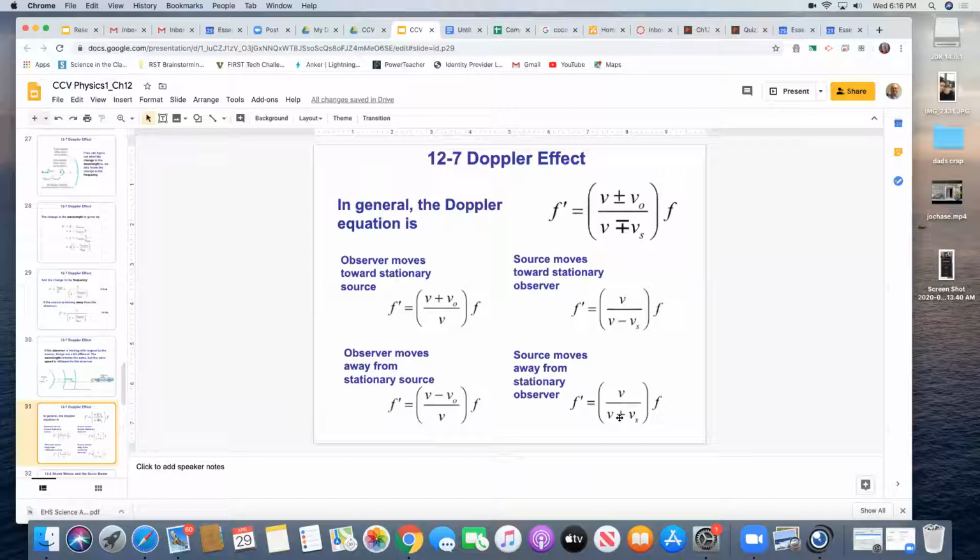So let's try an example really quick. I'm going to change my video source to be my document camera, and then stop sharing.